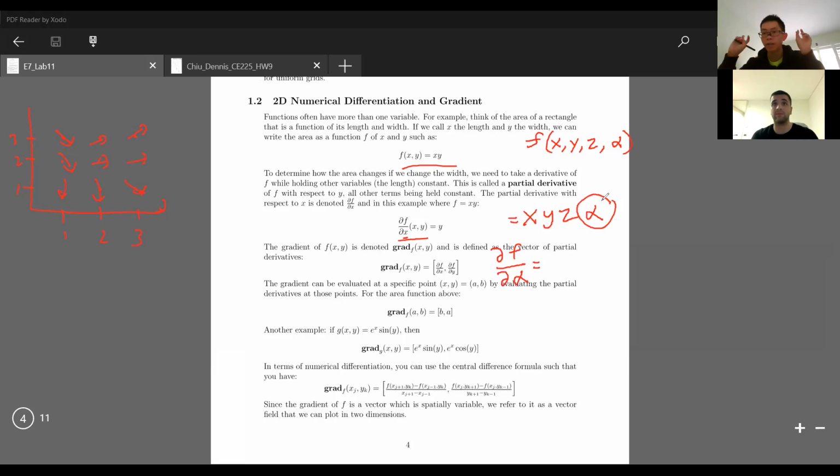Pretend this is our x per se. Everything else is a constant. Everything else is like 2 or 3 or 5 or pi. So we'll just do x, y, z. This is like a constant. And then alpha by the power rule just disappears, or I guess it becomes alpha to the power of 0 or 1.